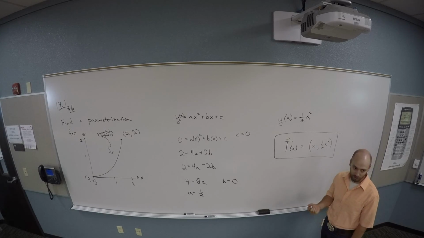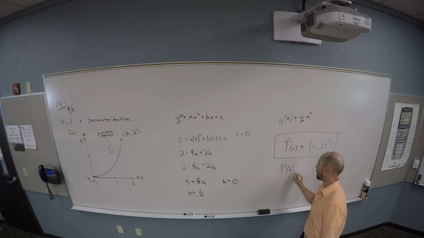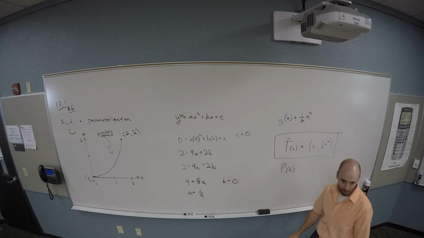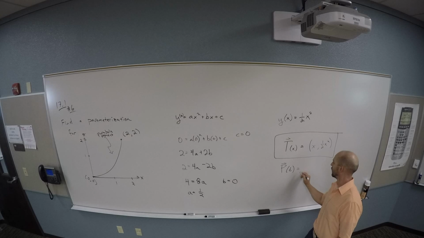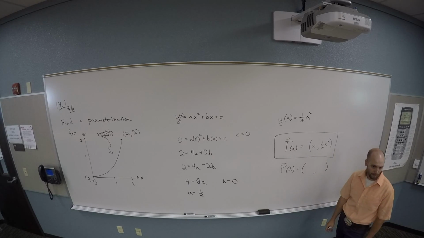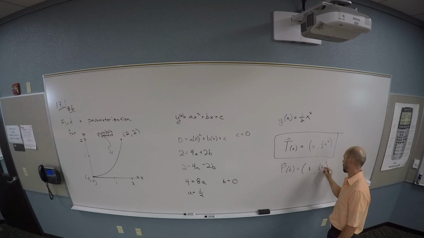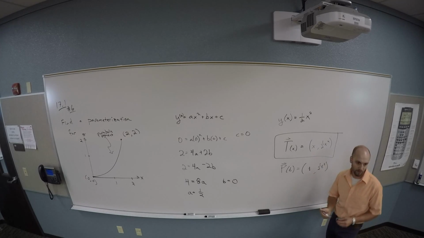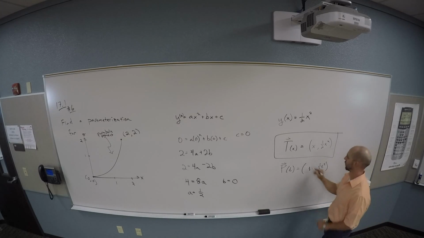There's the parameterization. Another perfectly valid one would be, call it p for parabola, of t. If I wrote it as p of t, what would my formula be? t and then 1/2 t squared. Perfect. You guys all playing along with that? Okay.